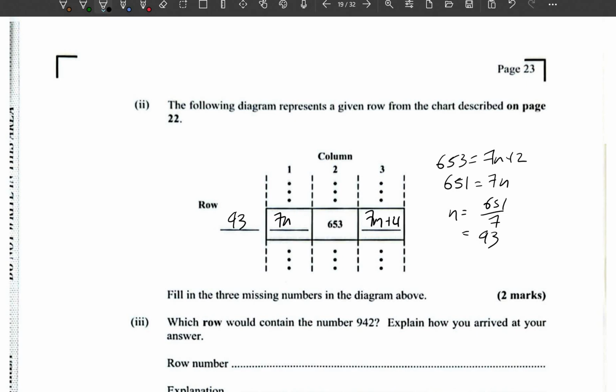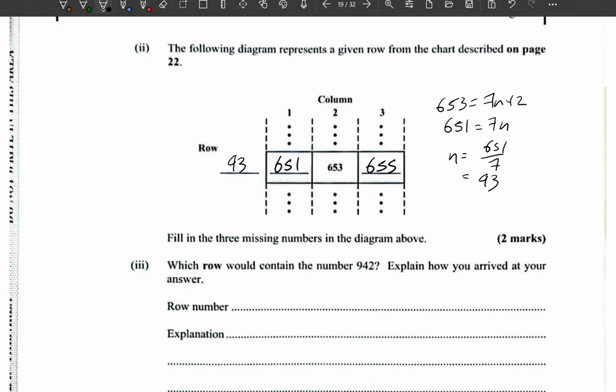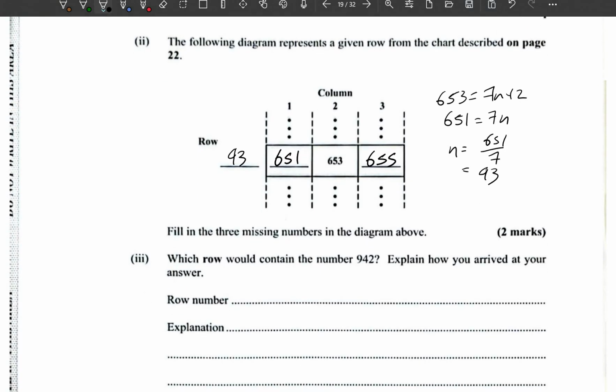And if we know what n is, we could follow this information. So first let's find 93 by 7 for this column here, and then 93 by 7 plus 4 for the third column. We're going to get 651 right here, and then 651 plus 4, that would be 655.